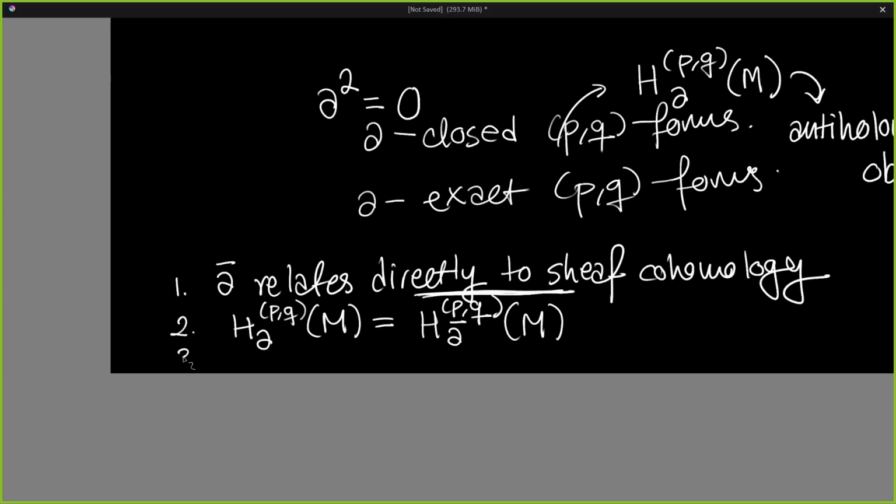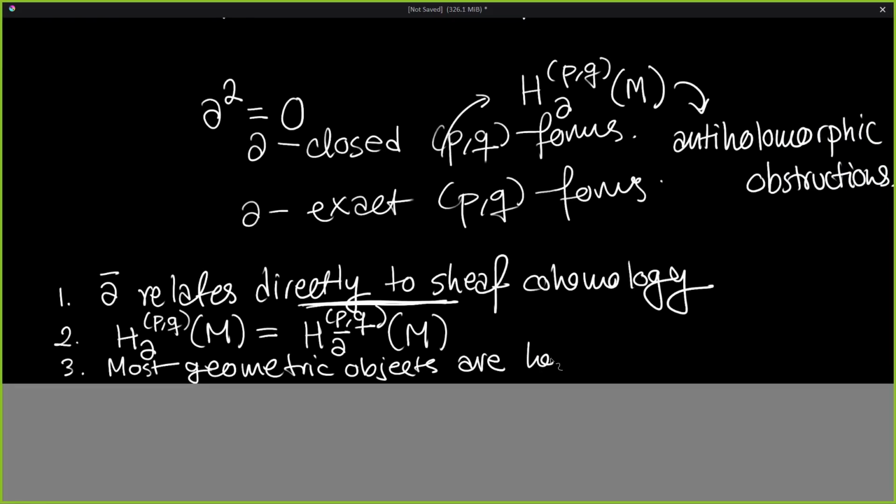And number three, most geometric objects that we care about in analysis and stuff like that are holomorphic. So that's why we pick the holomorphic version rather than the anti-holomorphic version. But if you cared about anti-holomorphic objects, then you could use the other one. There's nothing stopping you from using it, and the machinery is all the same. It's just a mirror reversed version of it. Okay.